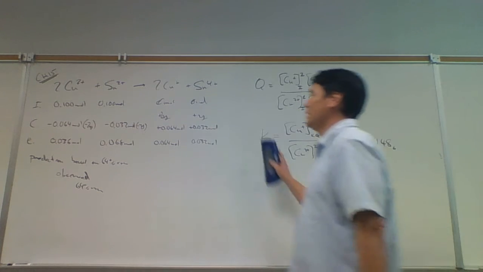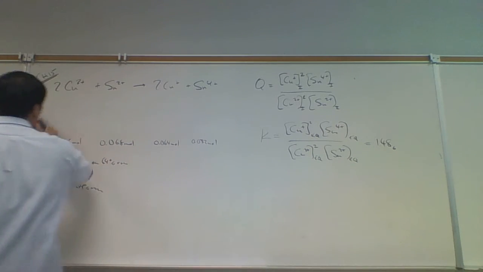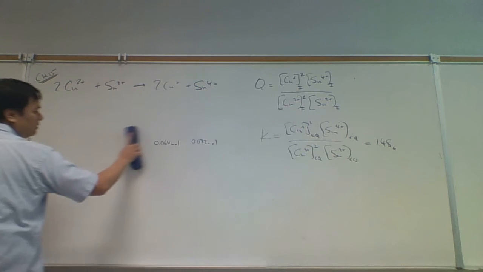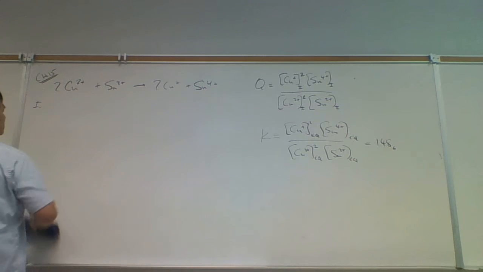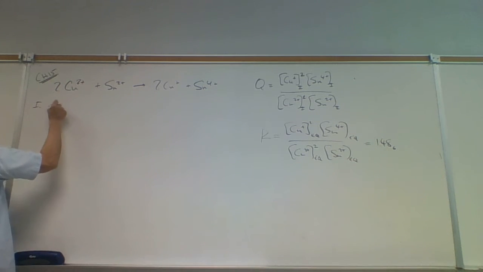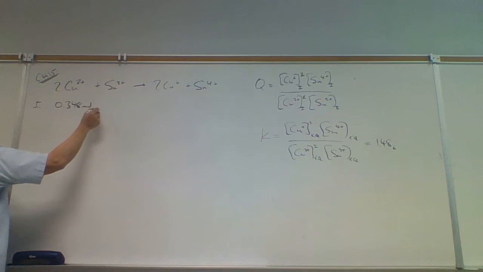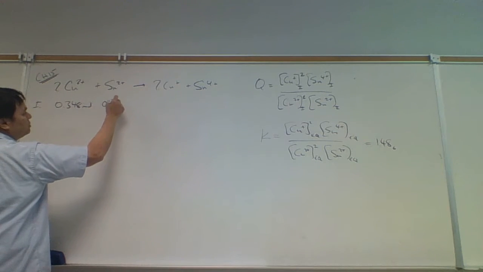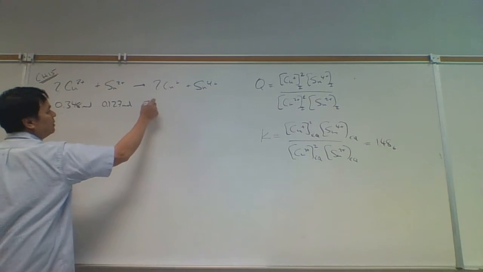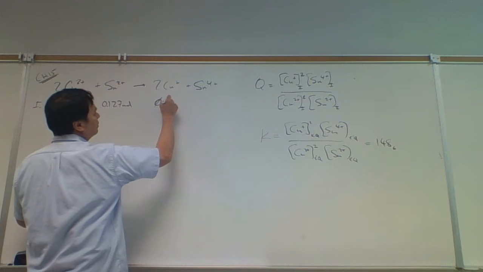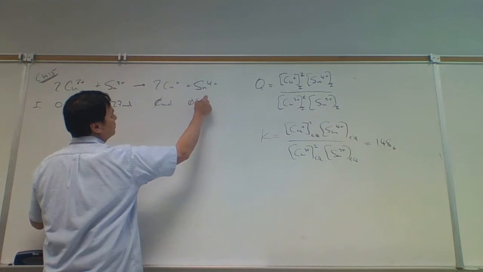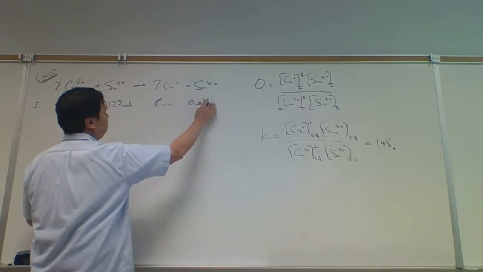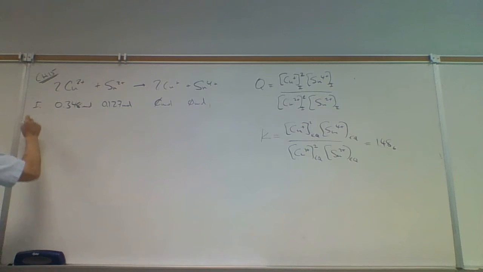This gives us a way to predict, because based on this pattern, we should be able to predict something like this. So for example, if I have this, I'm going to go with 0.348 moles and 0.127 moles and 0 moles and 0 moles here. I want to predict the stoichiometry of this.